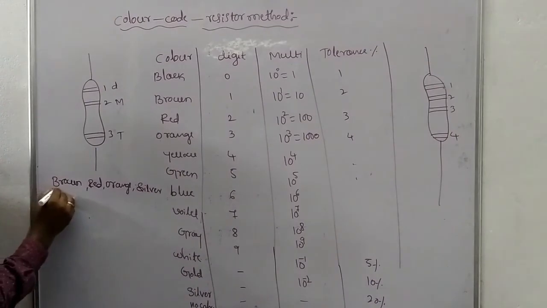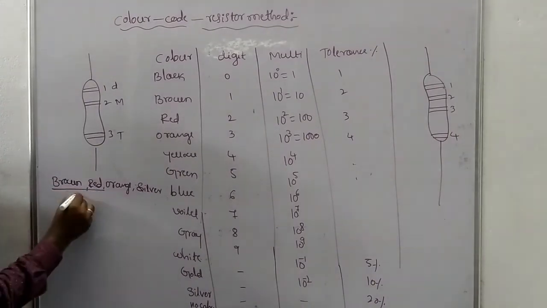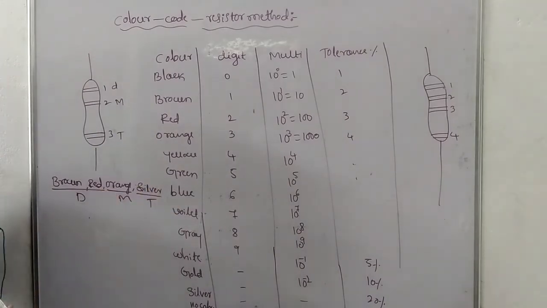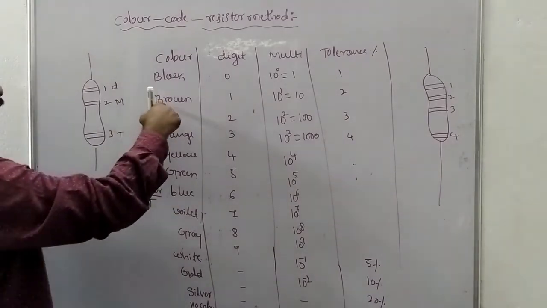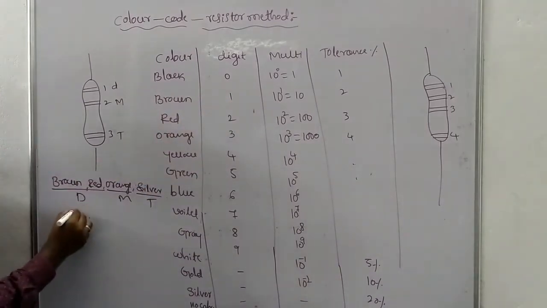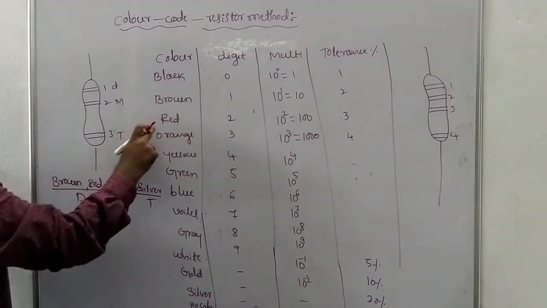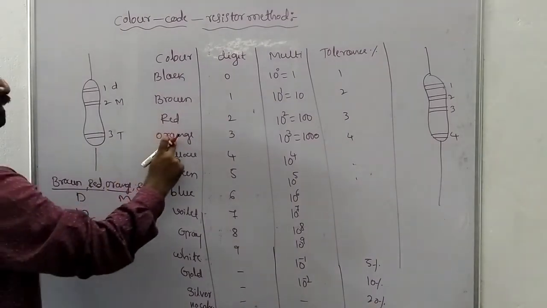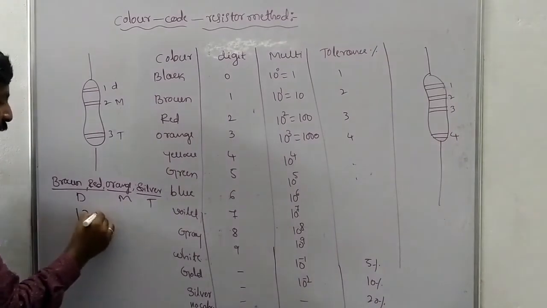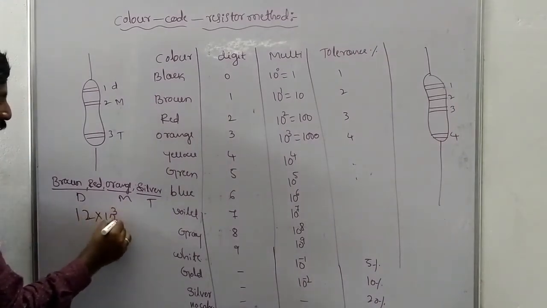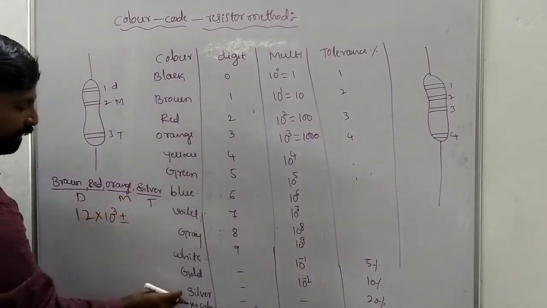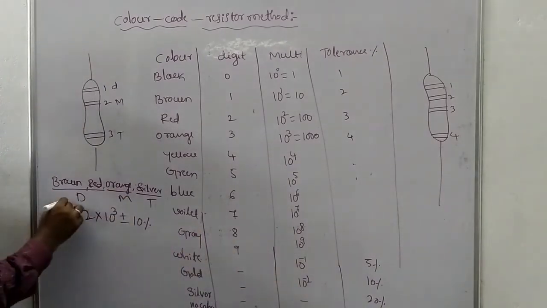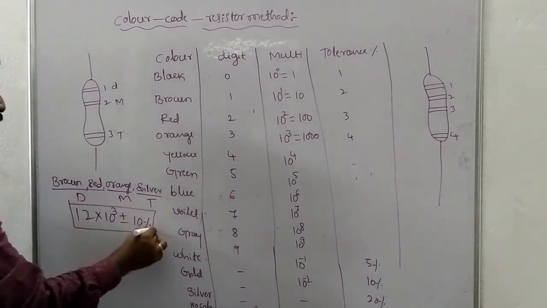So brown and red, it is a digit. Orange, it is a multiplier. Silver, it is a tolerance. So first brown digit, you can write 1. Red, it is also a digit, that is 2, so you can write 2. Orange, it is a multiplier, so that is times 10 to the power of 3. Then silver, plus or minus silver, so it is 10% error. So it is a 12 kilo ohm resistor.